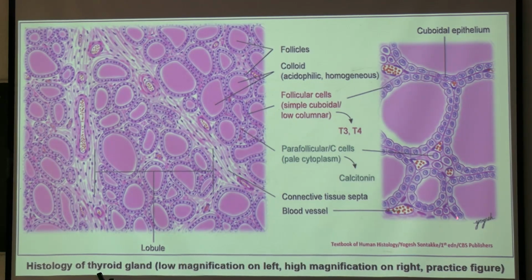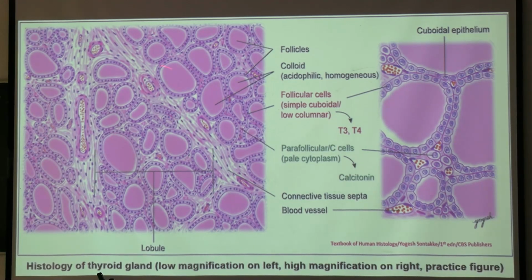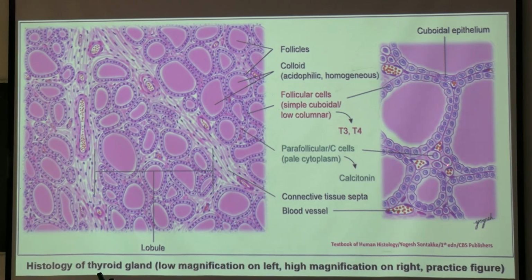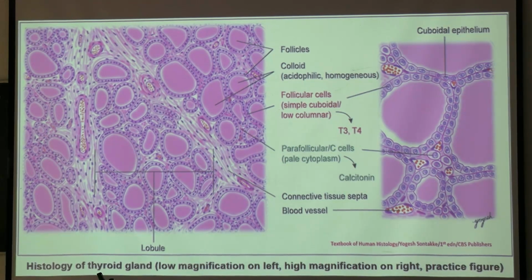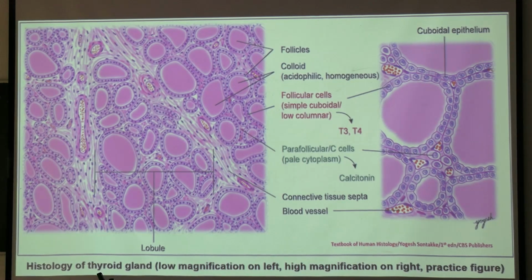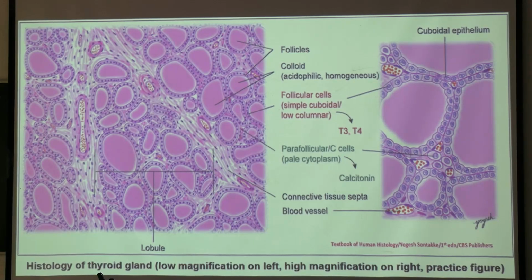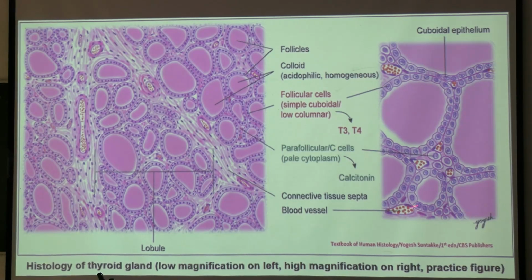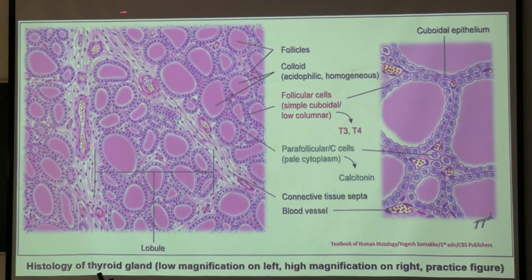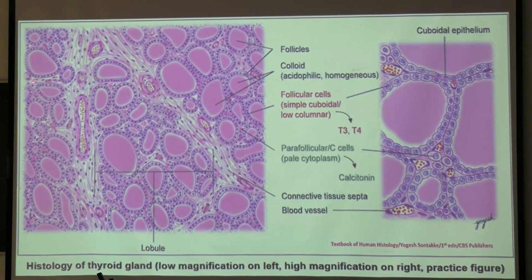Sections of some blood vessels are present, and in the interfollicular space, these are the parafollicular C cells, which help in secretion of calcitonin hormone, which is responsible for calcium metabolism. Okay, it helps in calcium reabsorption. Here is another cluster of parafollicular cells. And in this view, you can see these cells. These cells are the parafollicular cells.